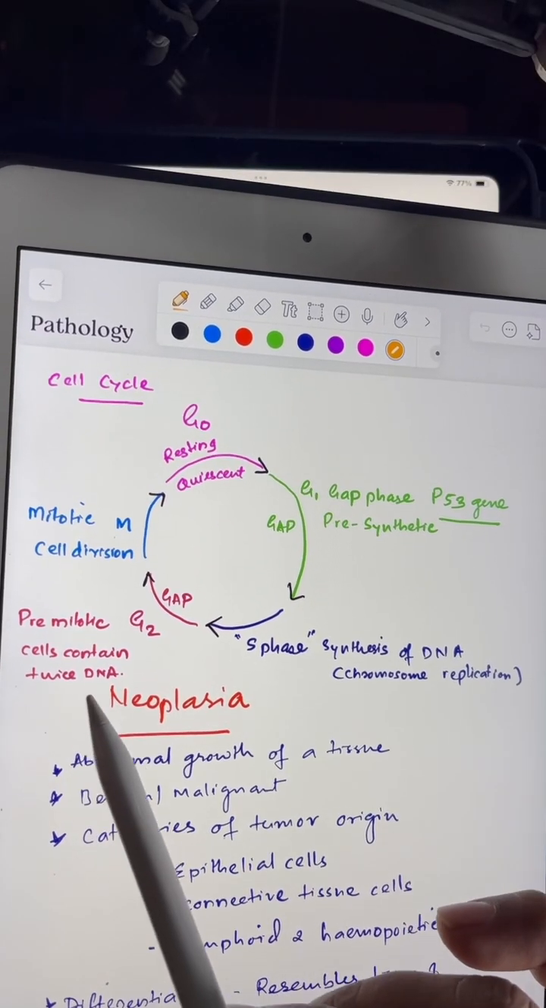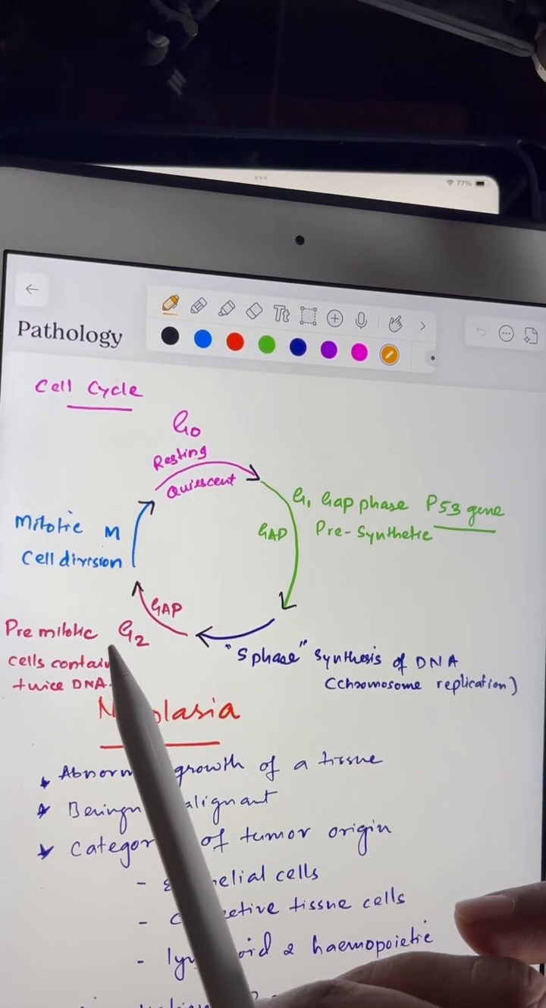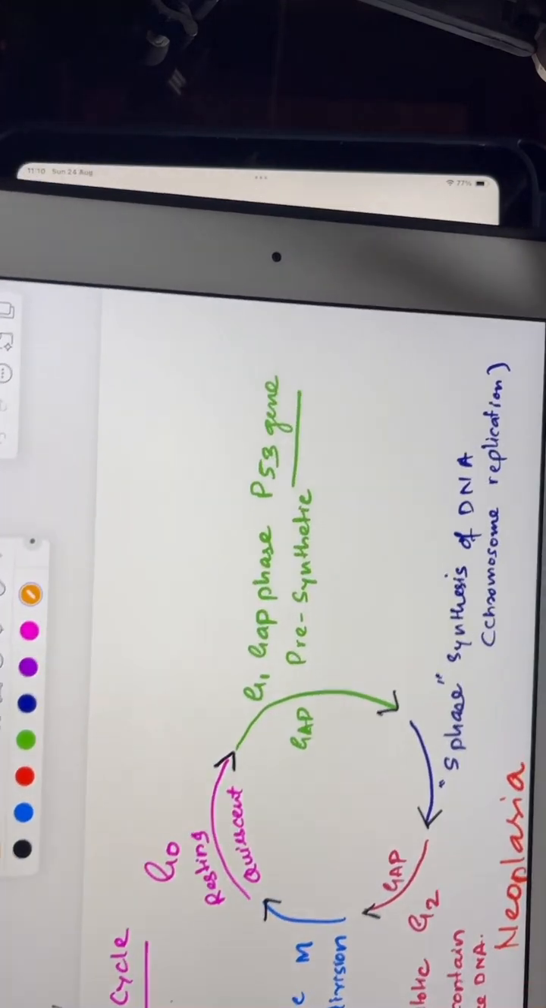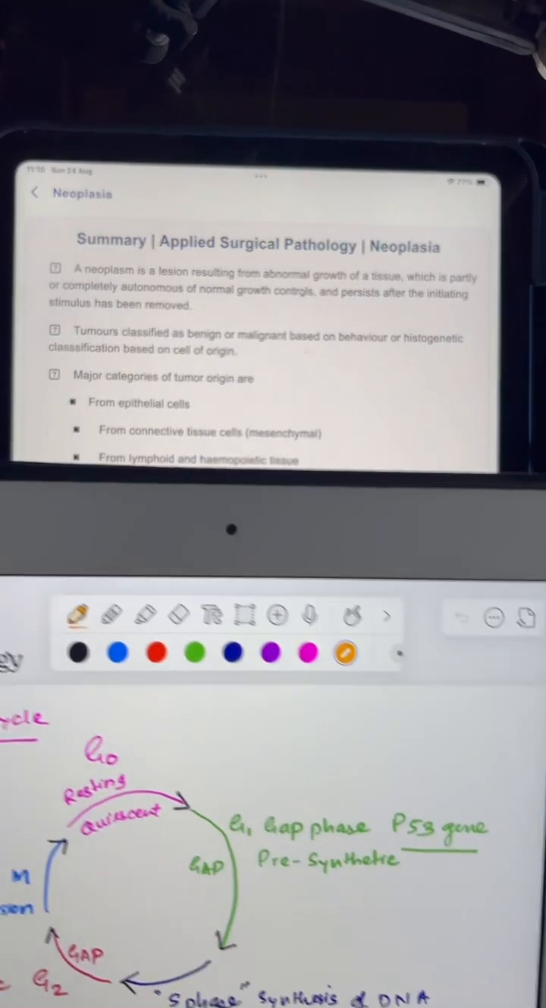Cells contain twice the DNA. DNA has multiplied and here there are 2 DNAs. Then there is mitosis and cell division. This is the cell cycle.